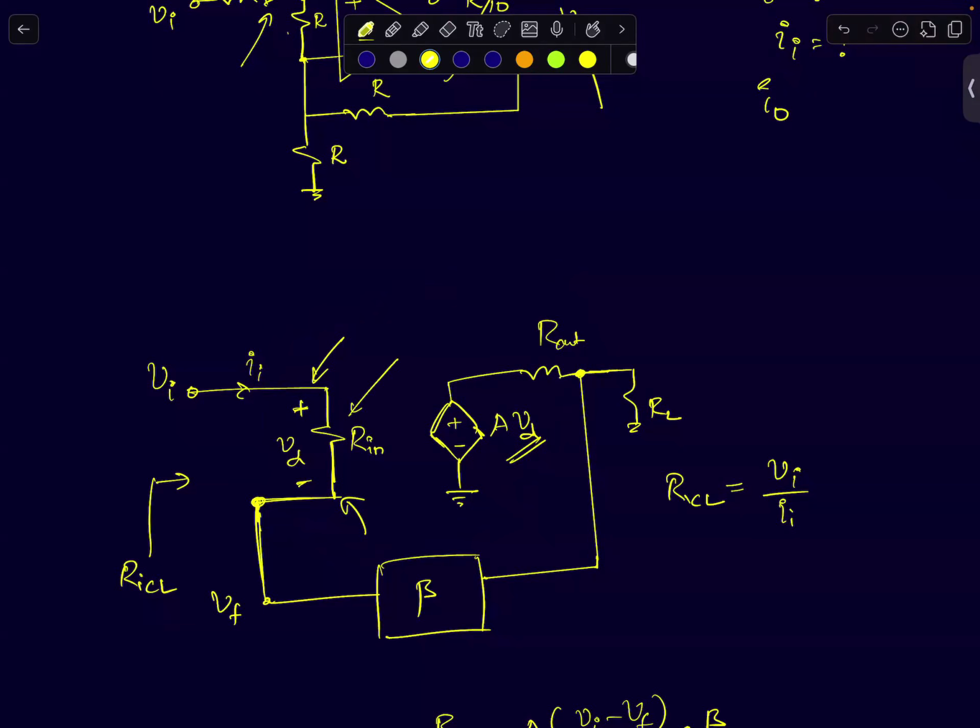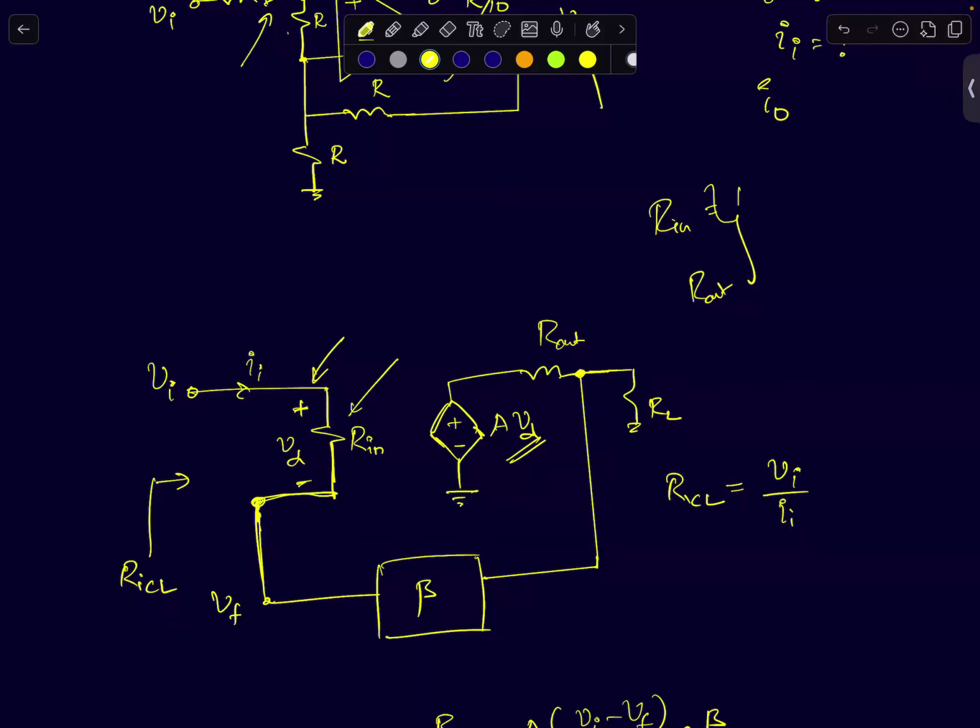In open loop, if you don't connect any feedback, if you just remove this feedback and connect this node to ground, in open loop, the input and output resistances are simply Rin and R out. These are the input and output resistances. Now I'm interested in knowing what the input and output resistances are the moment I add negative feedback.